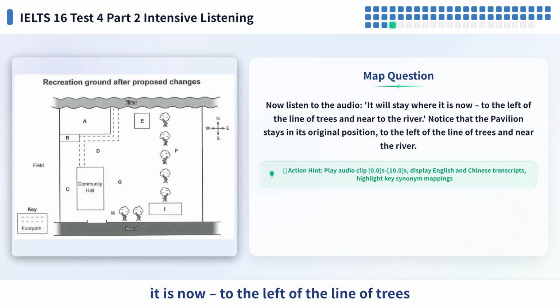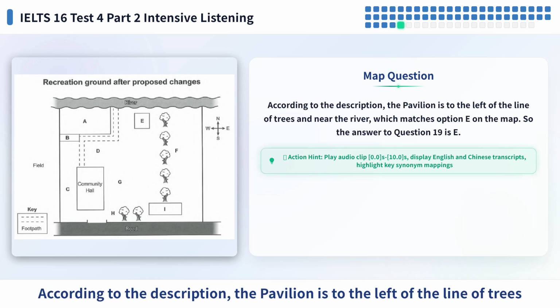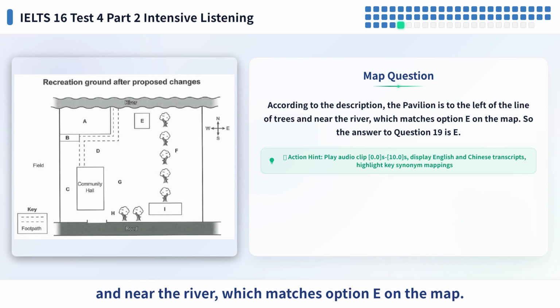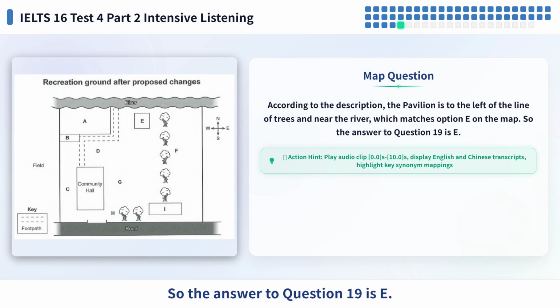It will stay where it is now, to the left of the line of trees and near to the river. Notice that the pavilion stays in its original position, to the left of the line of trees and near the river. According to the description, the pavilion is to the left of the line of trees and near the river, which matches option E on the map. So, the answer to question 19 is E.